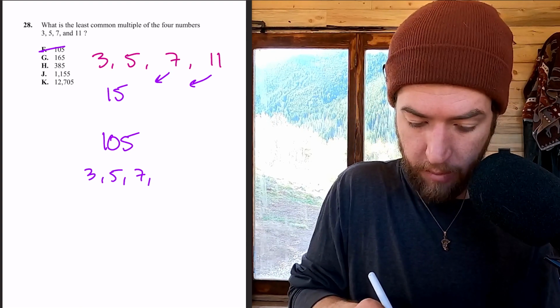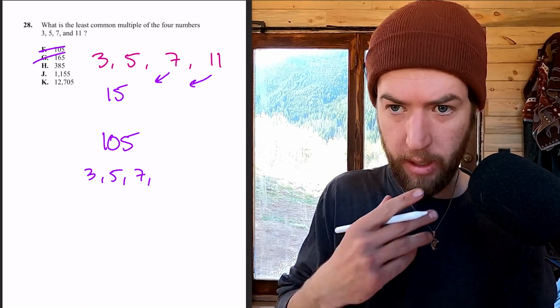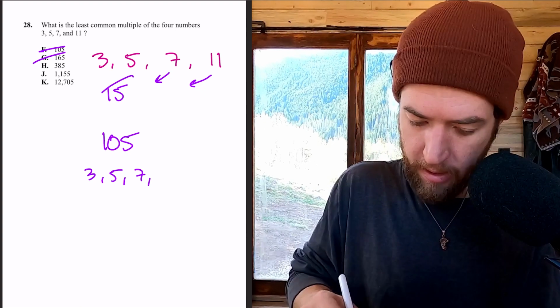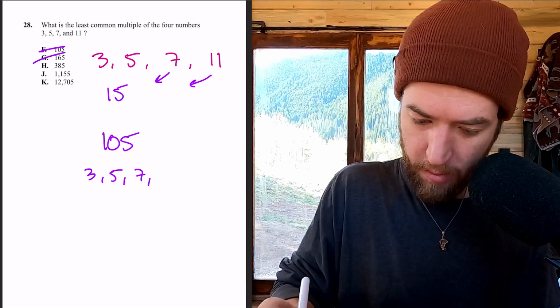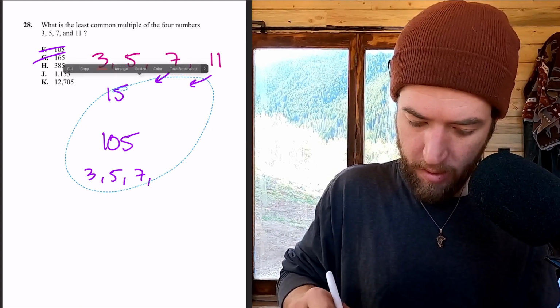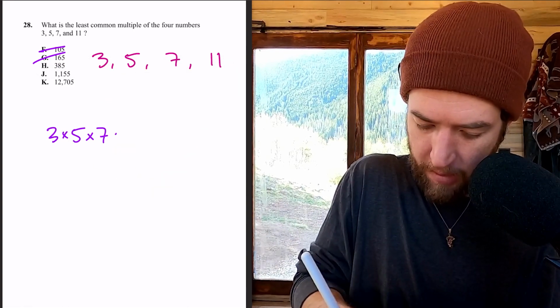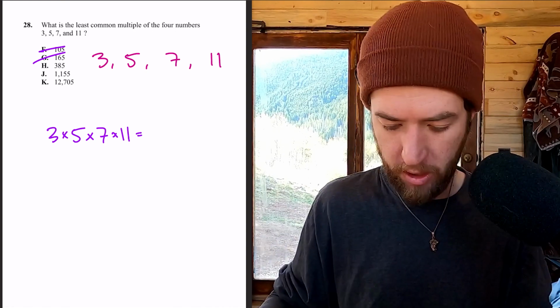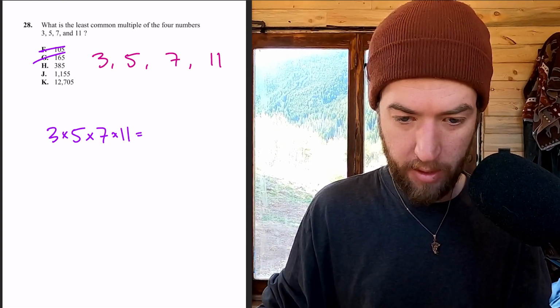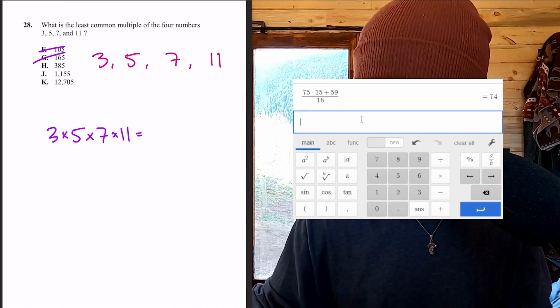11 doesn't go into 165. I think there might be another way to do this, but I think we're just going to go with the biggest one. So 3 times 5 times 7 times 11, because they're all prime, I think that should be the case. And I am going to use a calculator for this. It's just a lot of math.